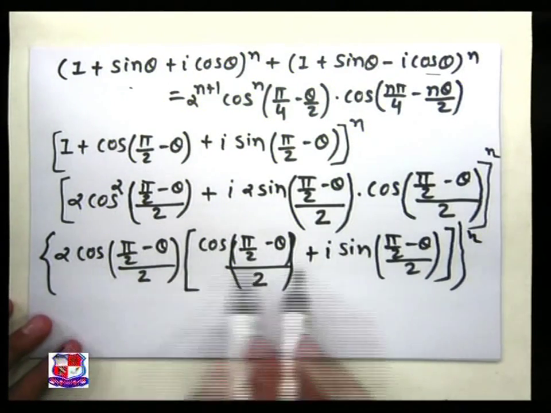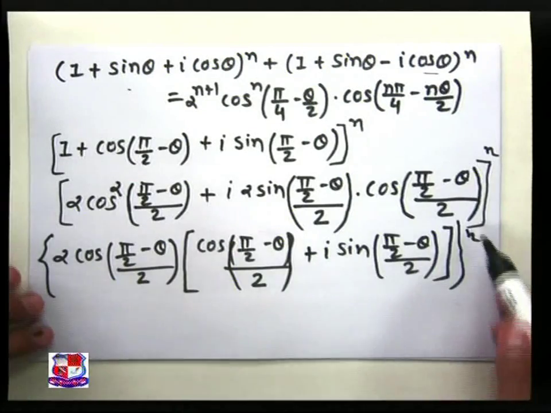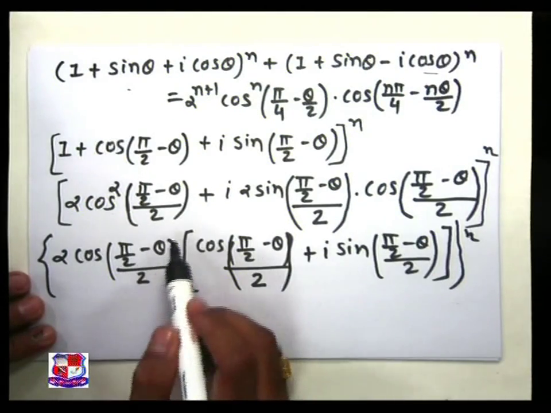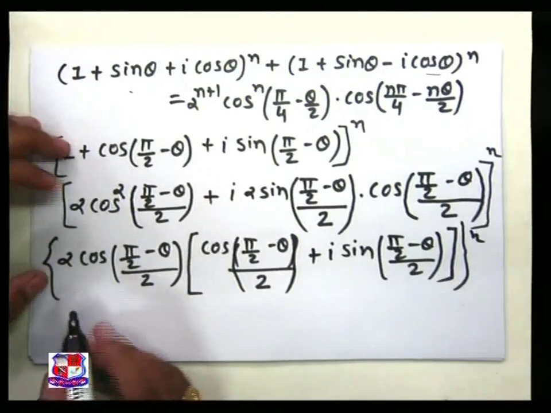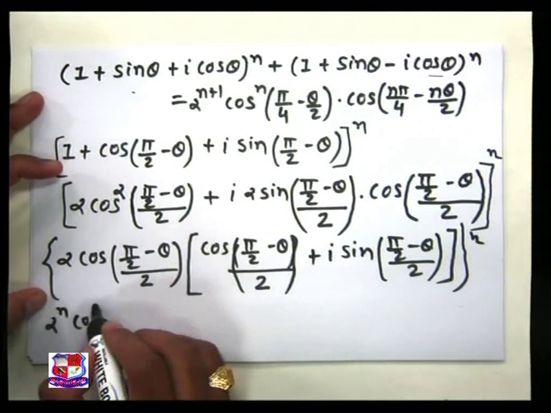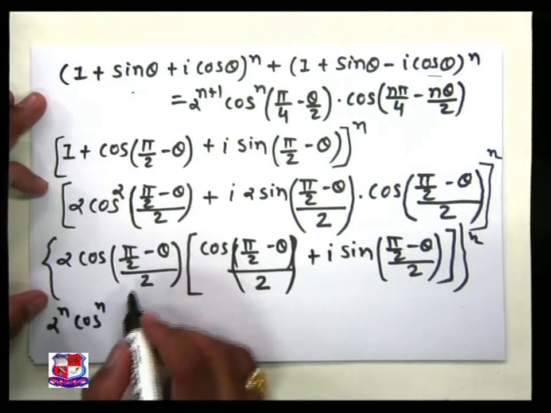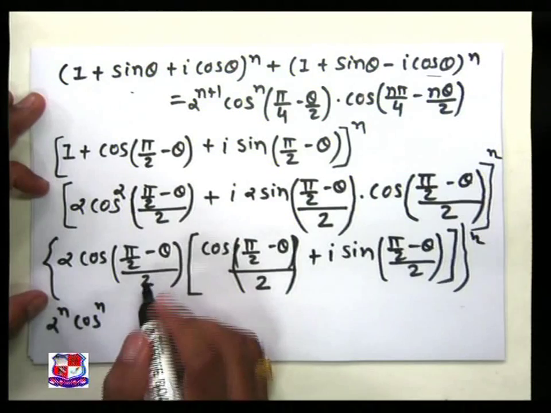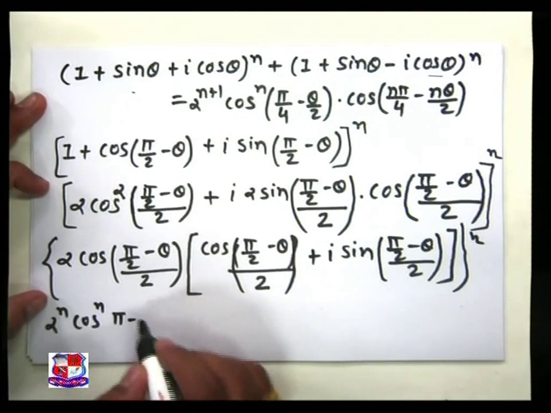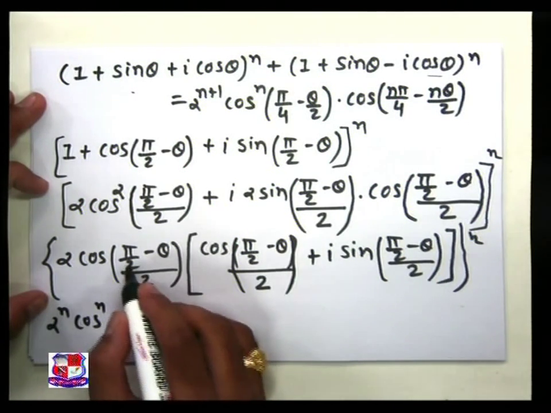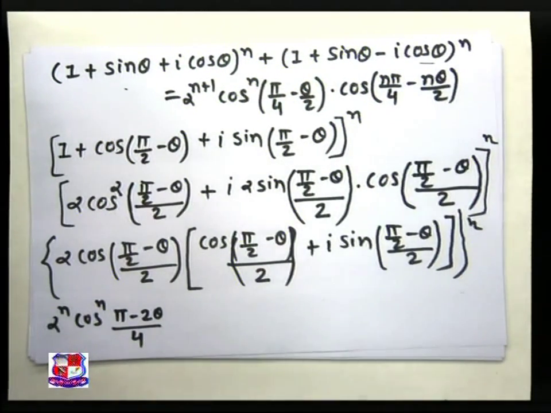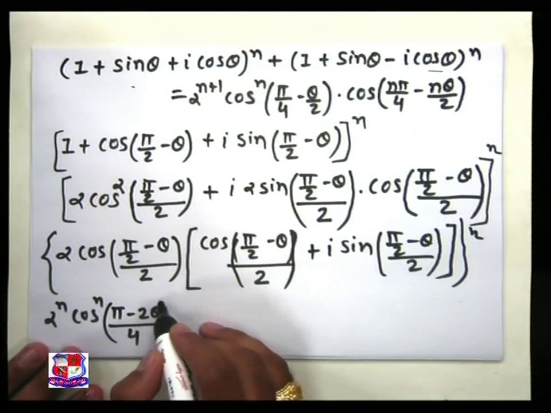Now we want to simplify this set of equations. So raised to n, here 2 raised to n, here cos raised to n of pi by 2 minus theta by 2. So we can write here 2 raised to n, here cos raised to n, here pi by 2 minus theta. Now we simplify our angle, that becomes pi by 2, take LCM, that is nothing but pi minus 2 theta, and by 2, that becomes finally 4. So we can write here pi minus 2 theta by 4.